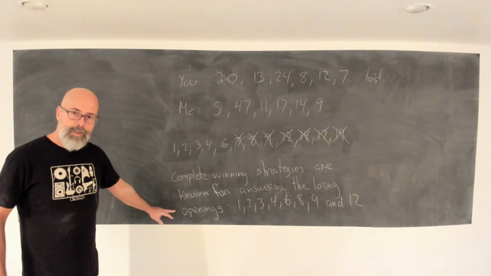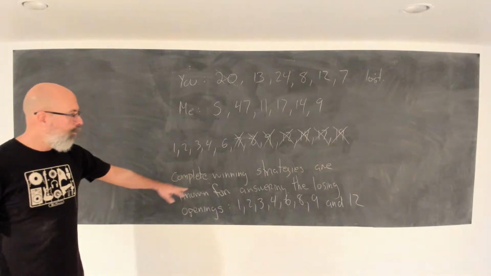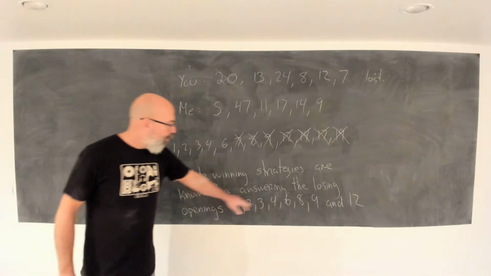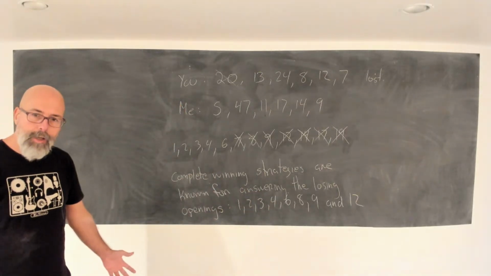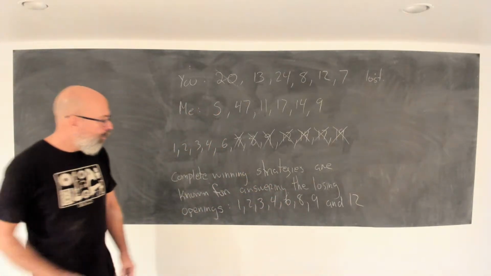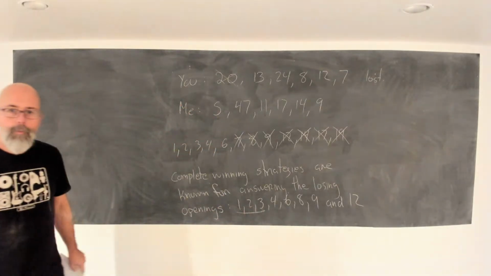First of all, this is an important observation here. Complete winning strategies are known for answering the losing positions, the losing openings: 1, 2, 3, 4, 6, 8, 9, and 12. Meaning that if your opponent starts with one of these, well, of course, the first 3 are trivial, right? We've already discussed them.